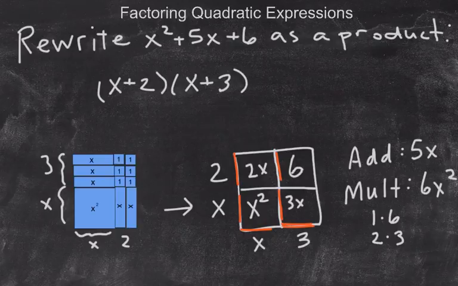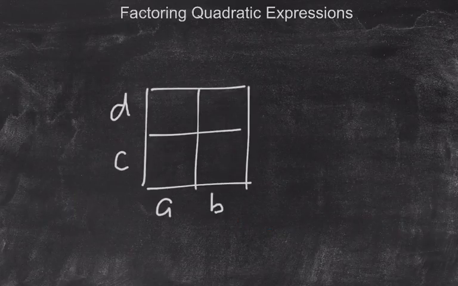And I can double check that this height of x, which is also here, times the base of 3 does give me 3x. And so I see that my area model as a sum is x squared plus 5x plus 6, and as a product is x plus 2 times x plus 3.